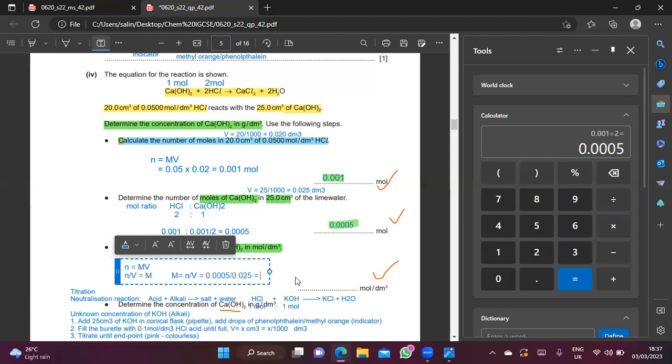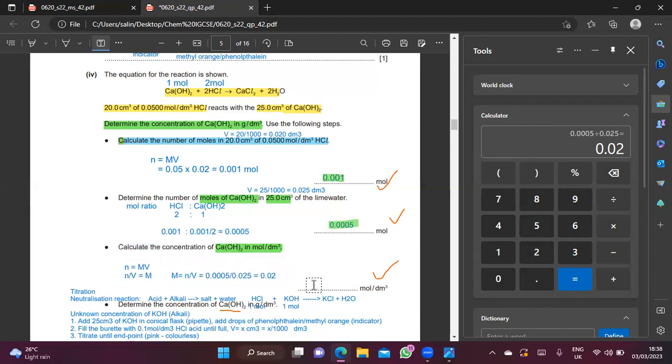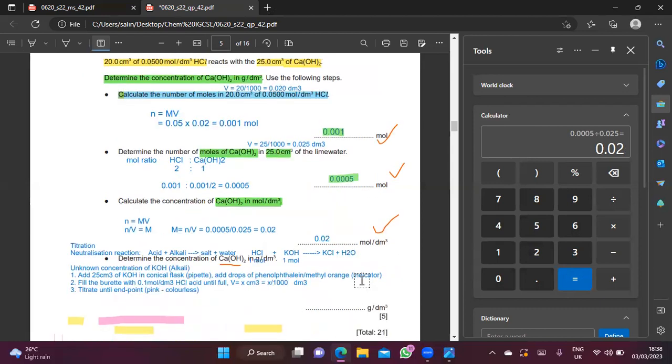Give me 2 minutes and we will finish this, inshallah. Right, 0.005 divided by 0.25. There you go, 0.02. The unit is already given to you. 0.02, that's your answer. Okay, all of this, how many marks?